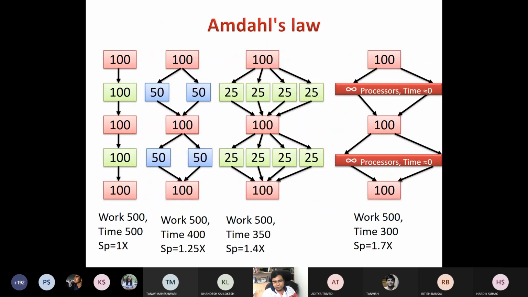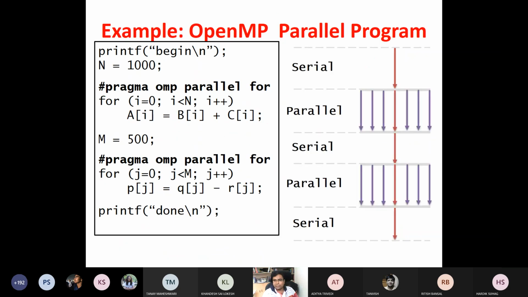And what is Amdahl's law? Suppose given a program, we have many serial sections and parallel sections. Suppose this same example. How many serial sections and how many parallel sections are there in this case?